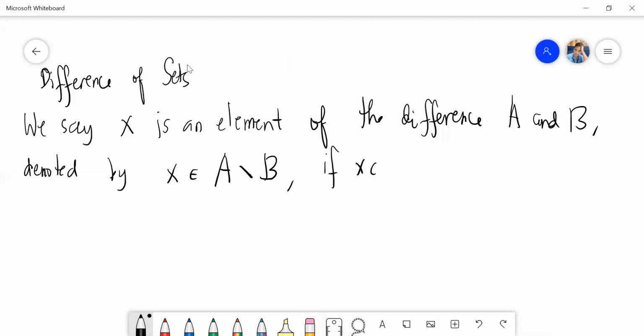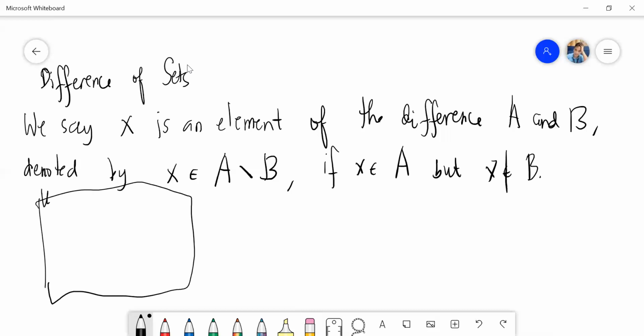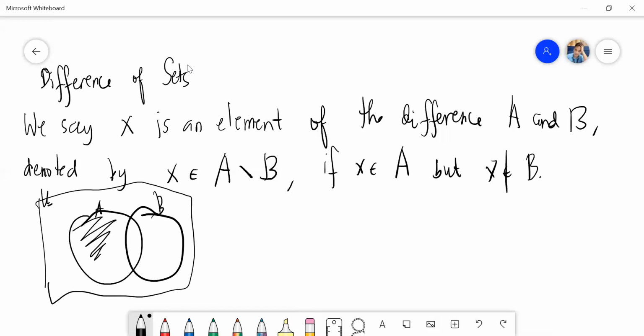If x is an element of A, but x is not an element of B. So you can only say that a certain element is an element of the difference of the given sets if that element is an element of the first set but not of the second set. So if we have a Venn diagram here, let's say this is our universal set, you have our A here, you have our B here, you only have to take those elements that are in A but B does not have.